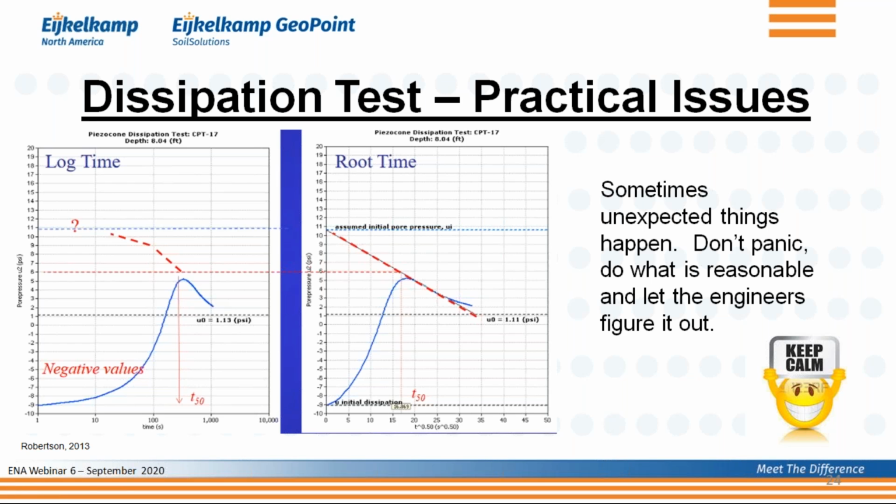Question is, what peak do I use? What do I assume if I have to do just a T50 test, a normal dissipation test? What was my initial pore pressure? So when do I know that I have dissipated 50% of the excess pore pressure?